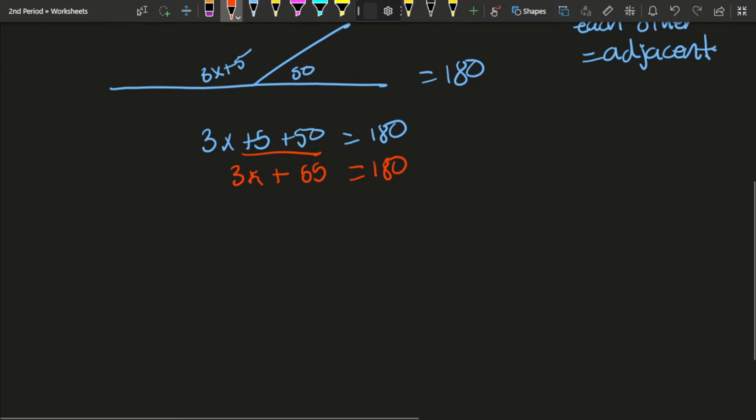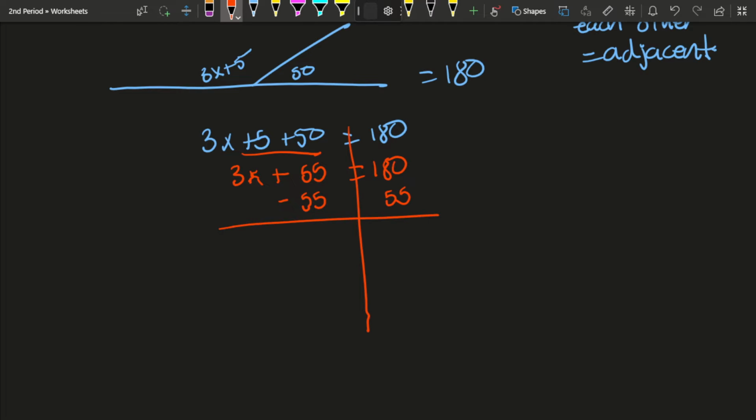Then I can do friends and family. Make my line right there. Subtract 55. What I do to one side, I do to the other side. This goes away. 180 minus 55 gives me 125. Then I haven't used my family, so I'm going to bring it down. So it's going to be 3x equals 125.